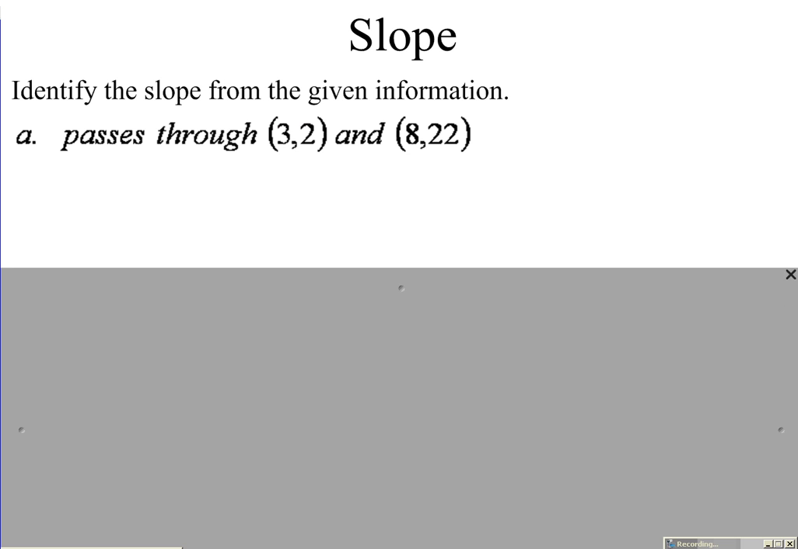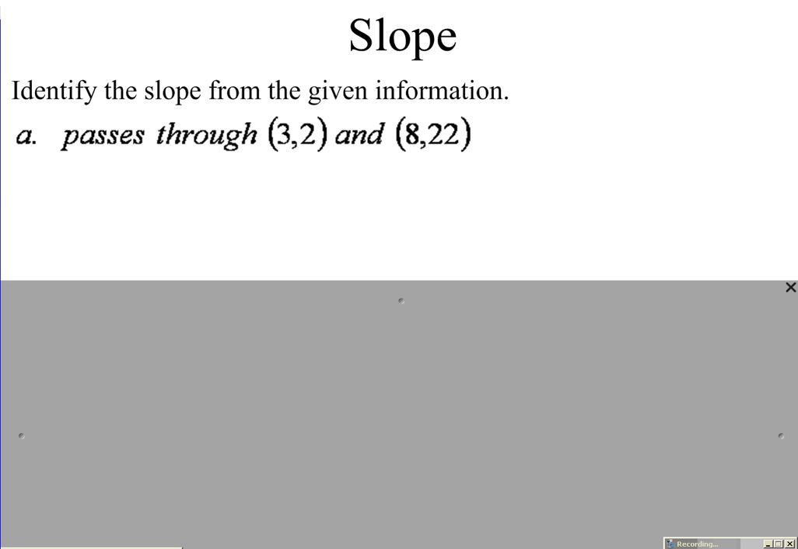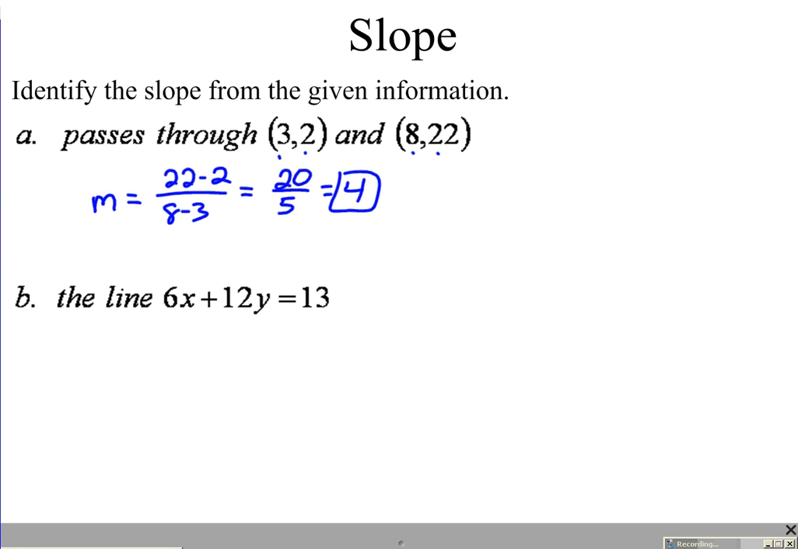Identify the slope here between these 2 points. Slope, difference in y's, 22 minus 2, over difference in x's. Now, whatever order, since I went 22 minus 2, I have to go 8 minus 3. If you mess up the order and do the opposite order one time that you do the other, you're going to have the sign wrong every single time when you calculate slope. Slope then is 4.